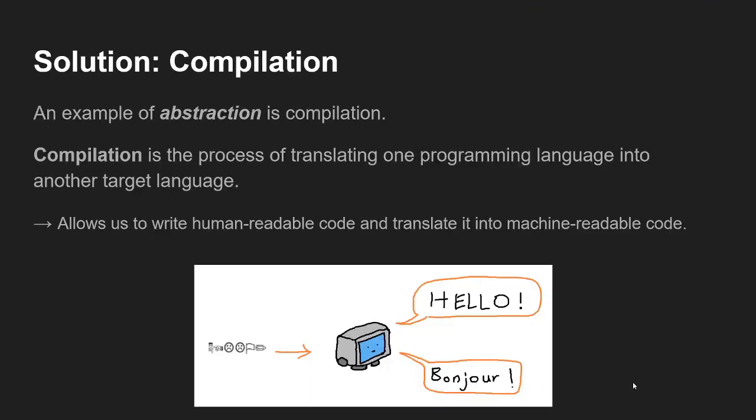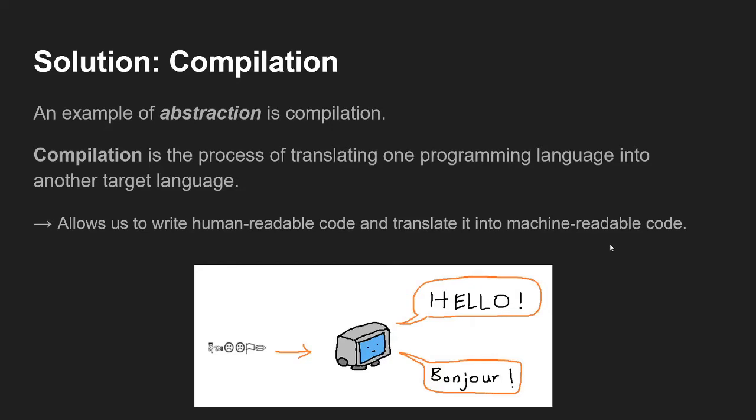Right. So the solution to this is compilation. And C++ is a compiled language. So this is foreshadowing. Compilation is an example of abstraction, in which it's the process of translating one programming language into another target language. And it lets us write human readable code, which is the important part, and translate it into machine readable code.